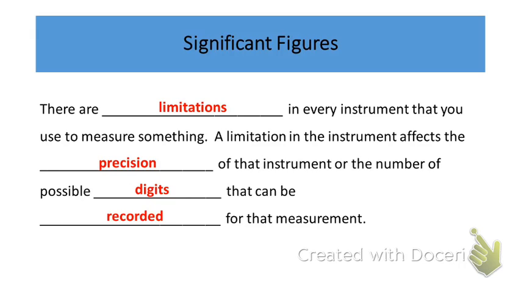So the thing you have to understand is that the tool that you make the measurement with, whether it's a balance to measure mass or a ruler to measure length, there are always going to be limitations in every instrument that you use to measure something, just how it is. There's no such thing as a perfect measurement tool at all. So a limitation in the instrument is going to affect the overall precision of that instrument, or in other words, the number of possible digits that can be recorded for that measurement.